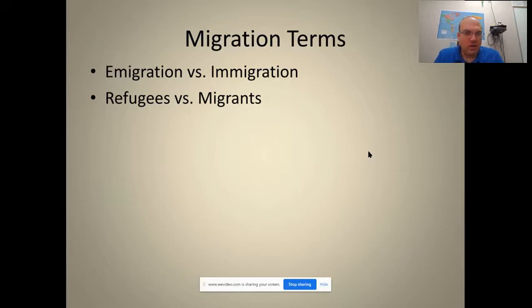The next distinction we need to make is between refugees and migrants. Migrants are people that have chosen to move for all kinds of different reasons. Refugees are people that have been forced to move. So their choice to move was not made of their own choice. It's a choice that's been made for them.